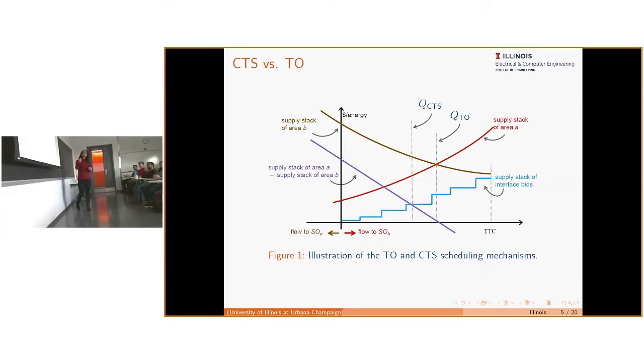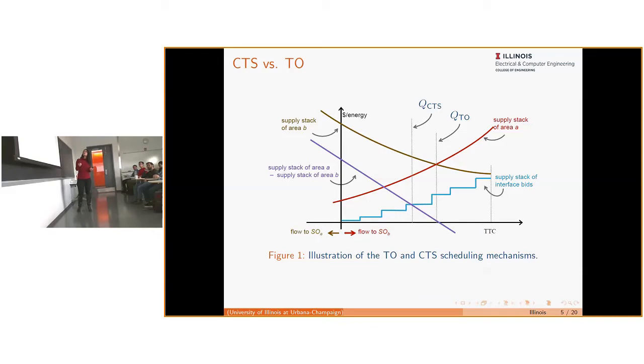So the theoretical optimal would be where the two supply stacks cross, or in other words, where the total dispatch cost of area A plus the total dispatch cost of area B are minimized. The CDS, so this is the theoretical optimum schedule that these two areas should trade.